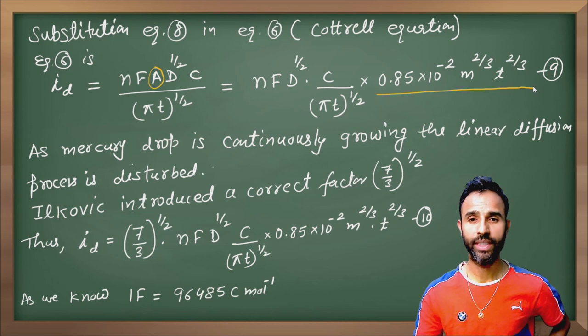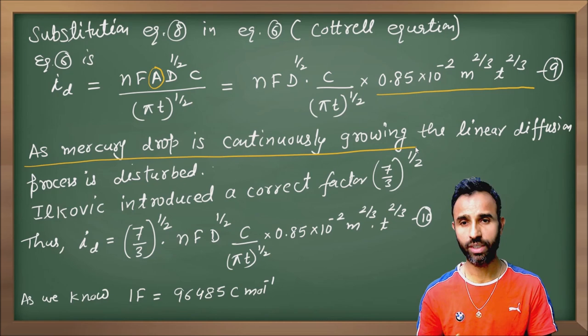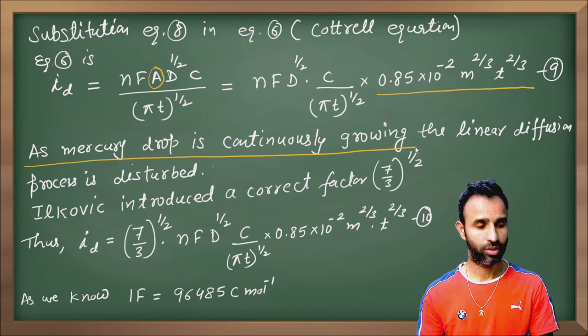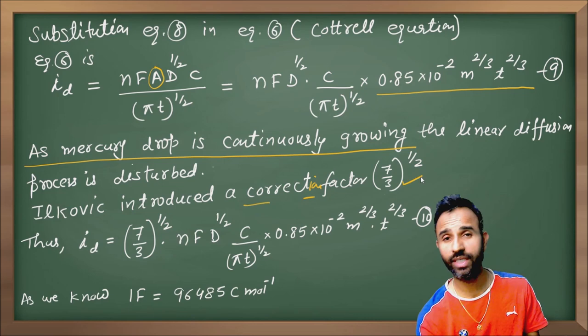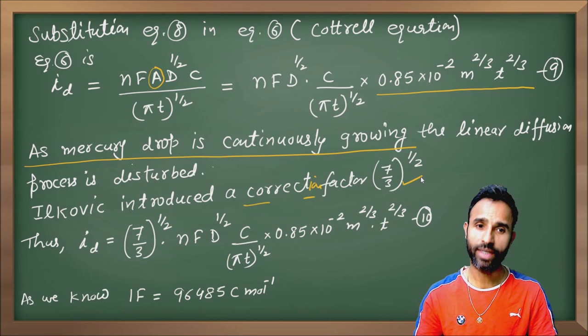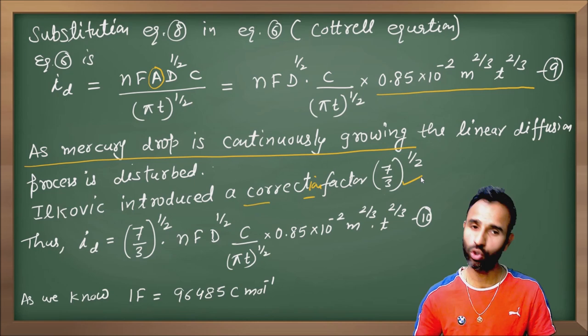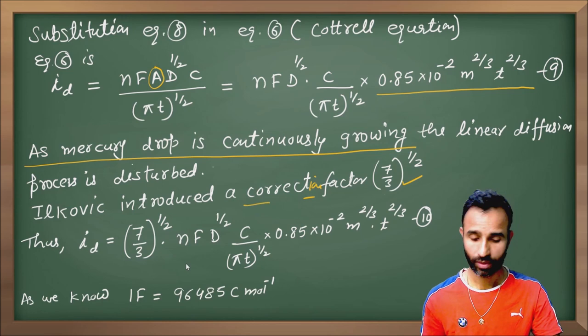So the mercury drop is continuously growing. Earlier we started with the linear diffusion process, but that linear diffusion process is disturbed. So Ilkovic introduced a correction factor, because we considered earlier that diffusion is linear, but now because the mercury drop is continuously growing, the linear diffusion process is disturbed. That correction factor is (7/3) raised to power 1/2. So just multiply it with the given equation. In equation 9, we multiply it by (7/3)^(1/2), and 1 Faraday is 96485 coulomb per mole.